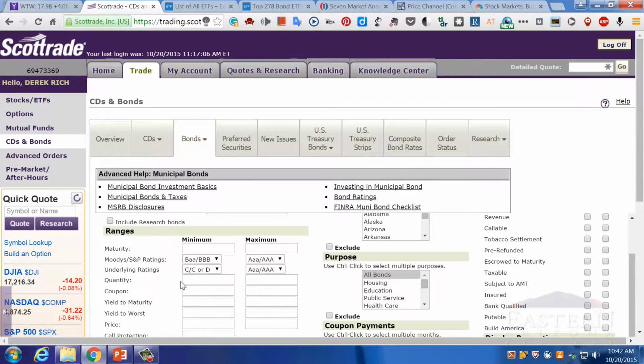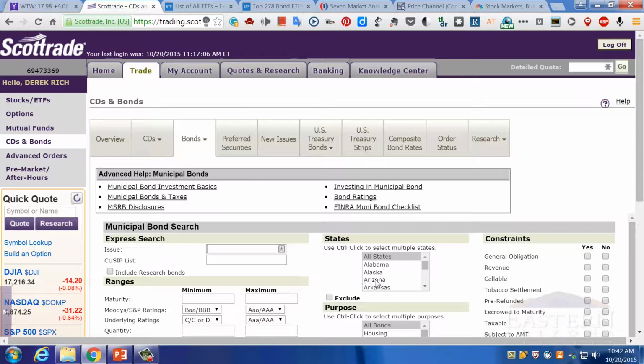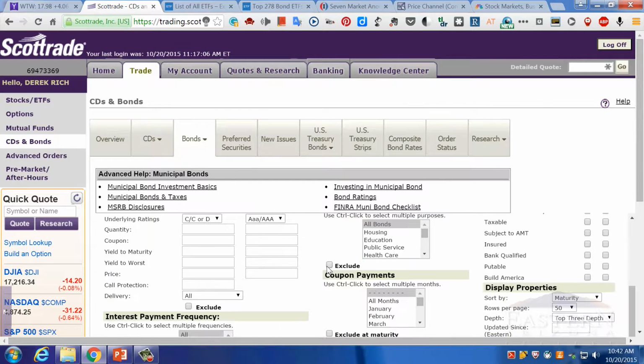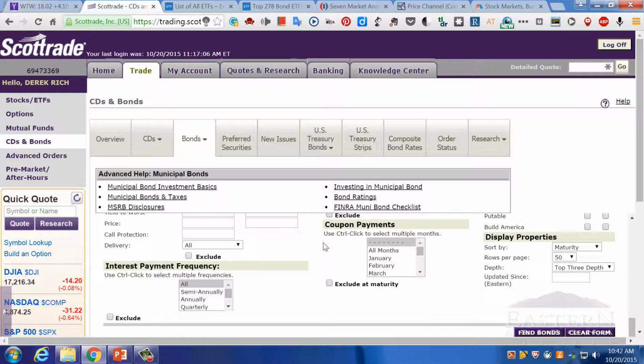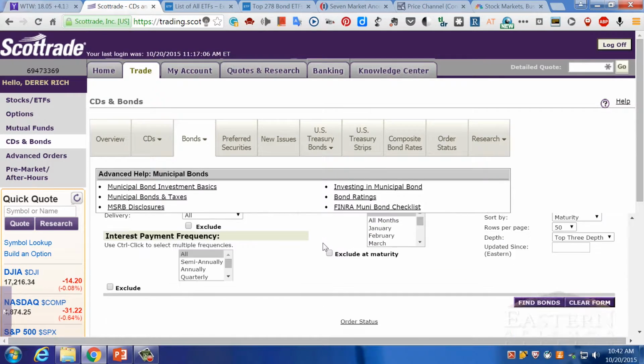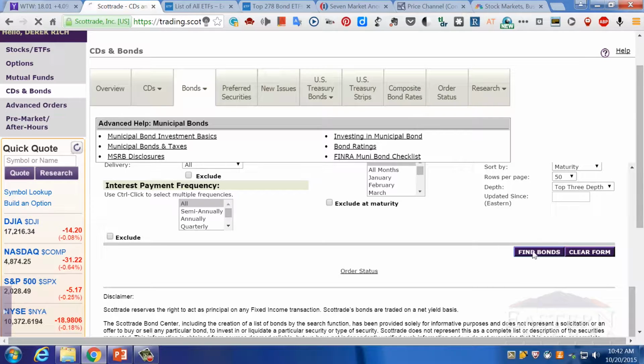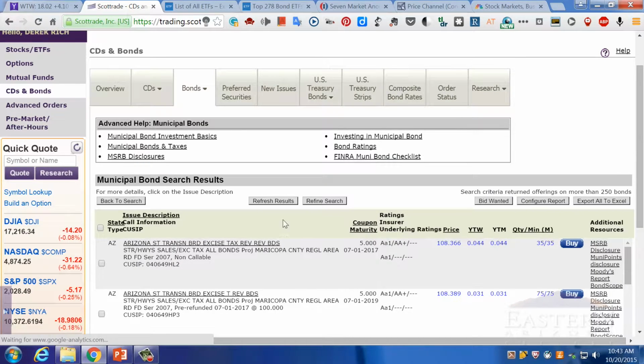So on mine, what I can do is look for Arizona. I can also look for housing, education, public service. I know this is going to be difficult to read on here, but it's all just looking at the qualifications of each bond. So I can get this as narrow or as broad as I want. If I just do Arizona and all bonds, I can click Find Bonds, and it'll show me all the options for the state of Arizona.